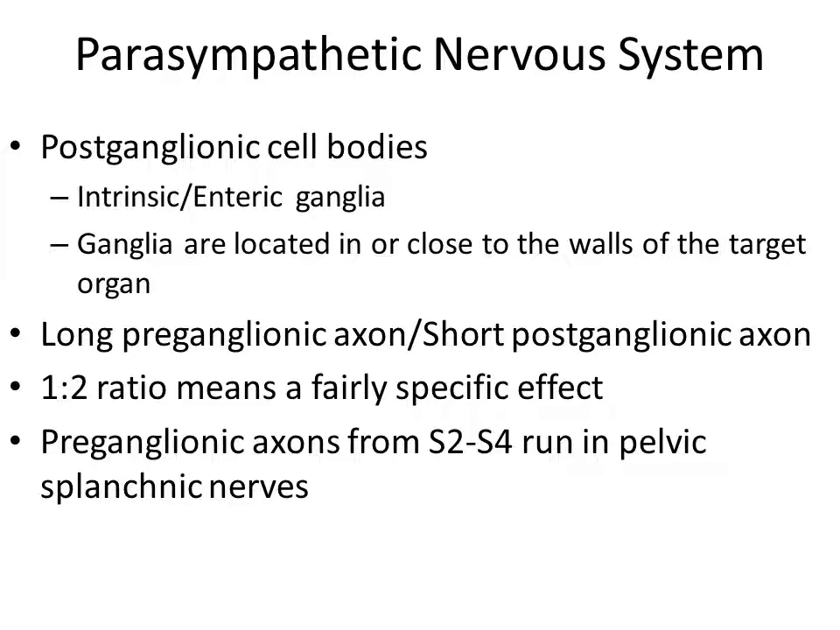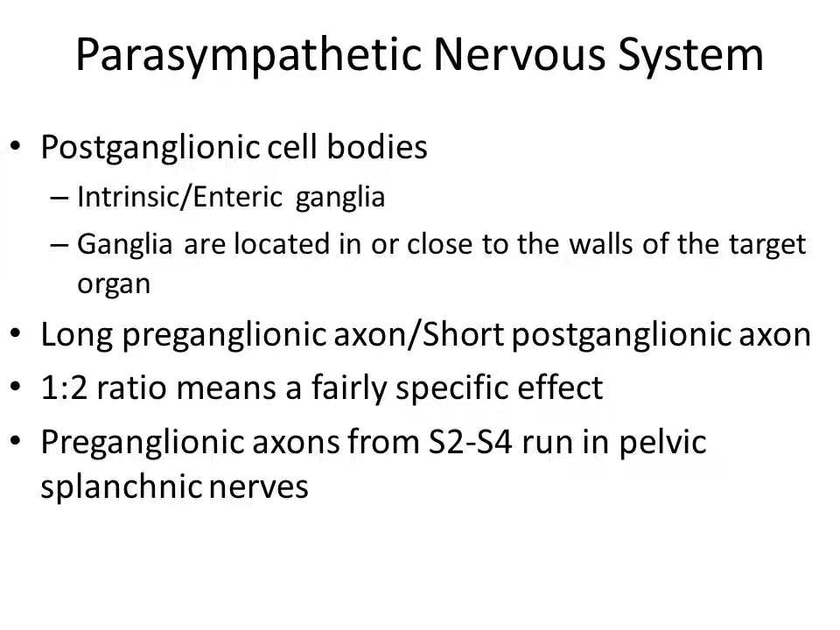There is roughly a 1-to-2 ratio between preganglionic and postganglionic neurons. So each preganglionic neuron synapses on roughly 2 postganglionic neurons. This means you can get a fairly specific event. The more activation you want, the more preganglionic axons you activate. But if I just want one small area to have its effect, I can do that by stimulating just a few preganglionic neurons.